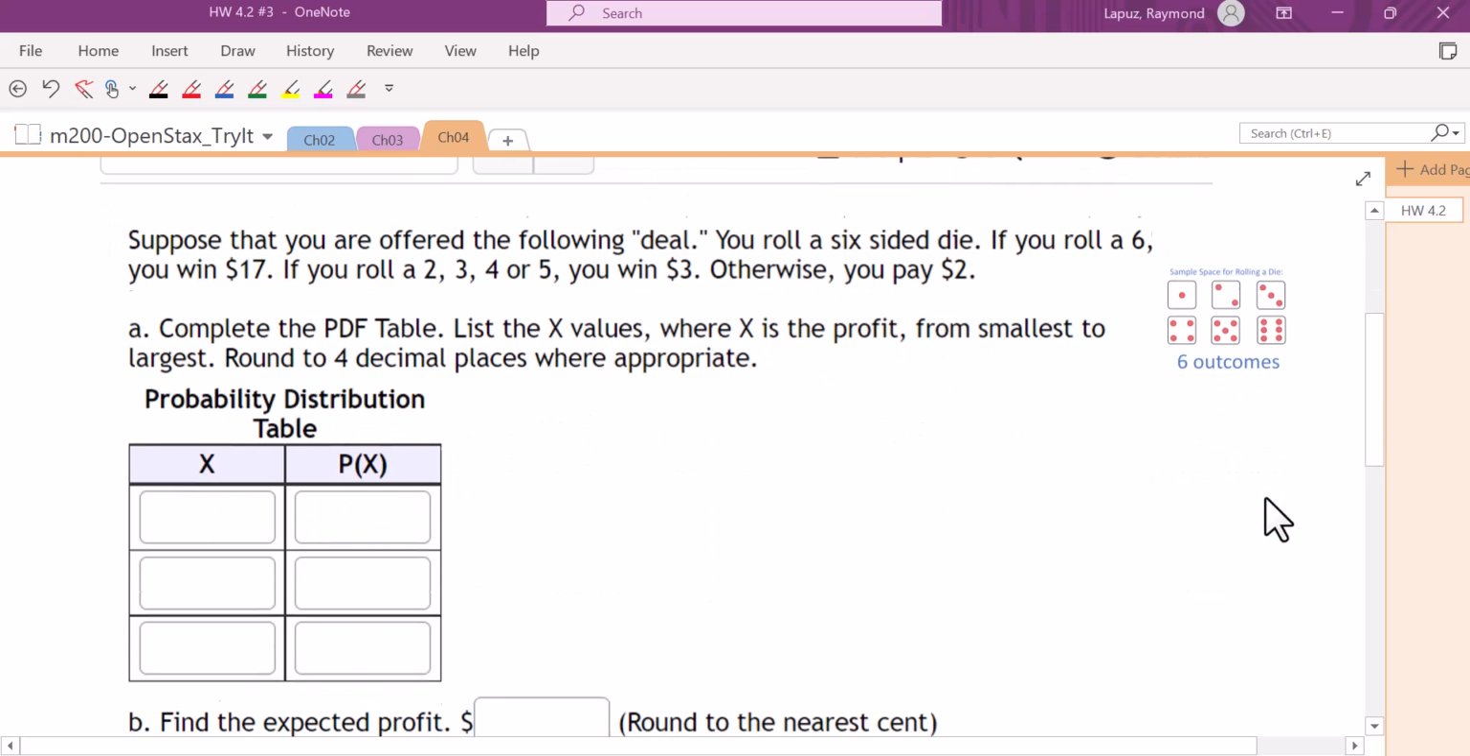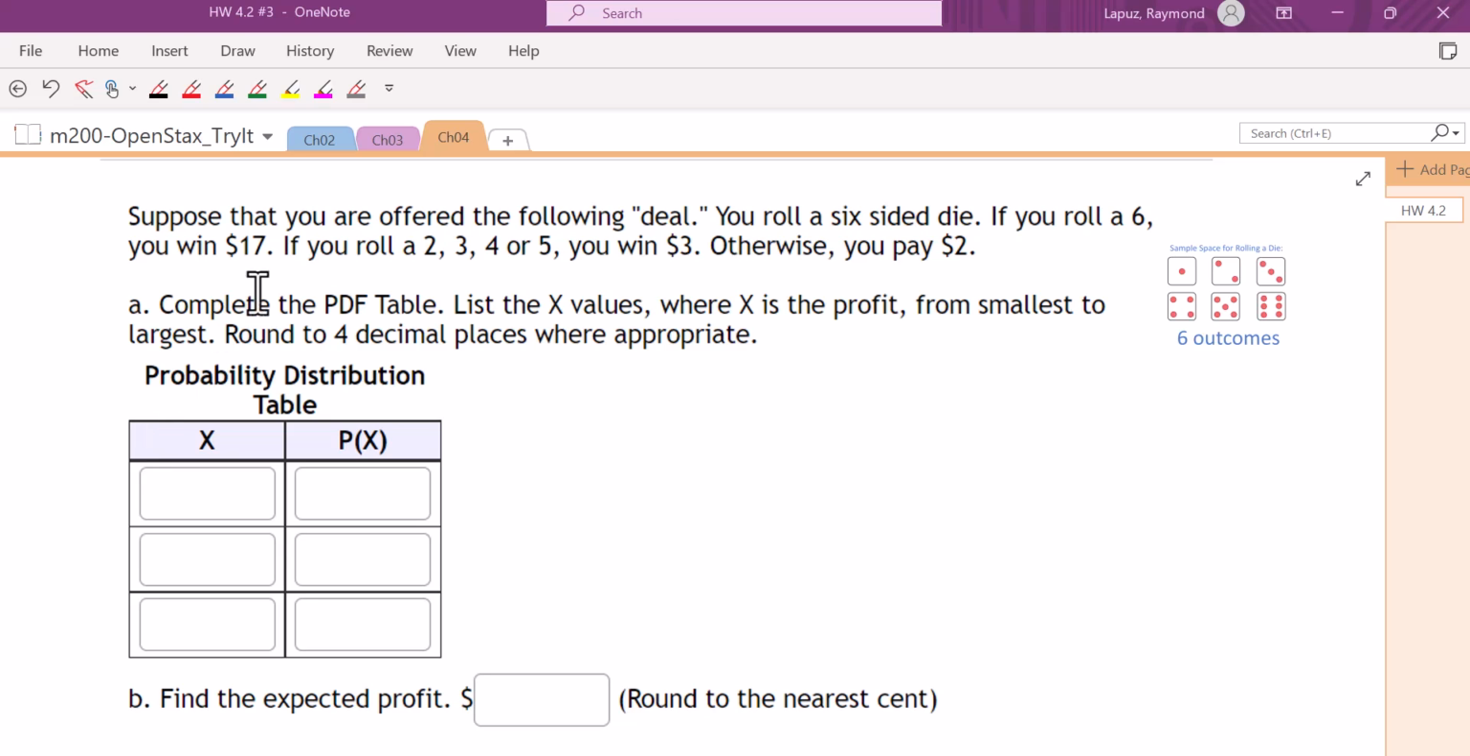In this video, we will be going over a homework problem from section 4.2. This is question number 3. It says that we suppose that we're offered the following deal. You roll a 6-sided die. If you roll a 6, you get $17. If you roll a 2, 3, 4, or 5, you win $3. Otherwise, you have to pay $2.